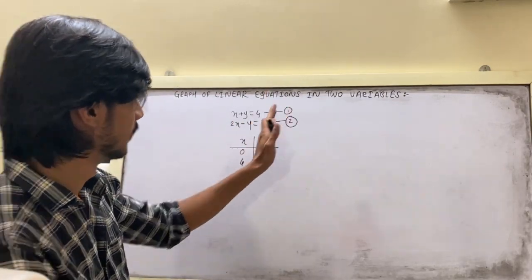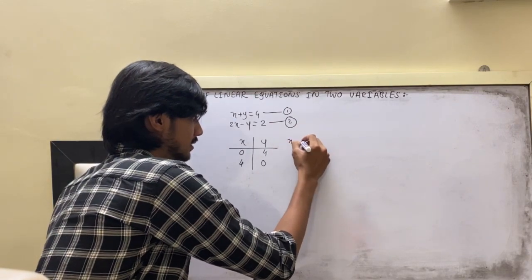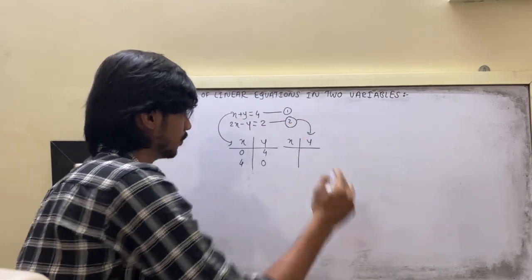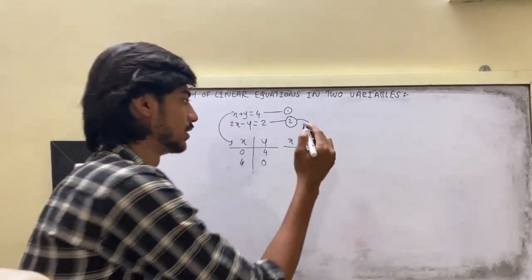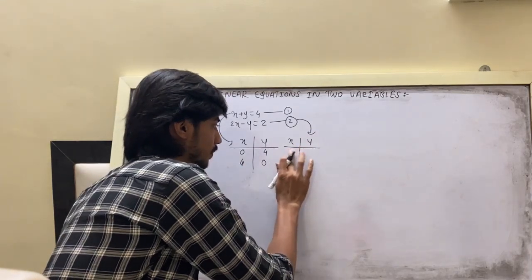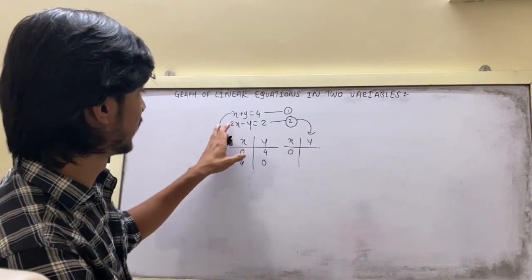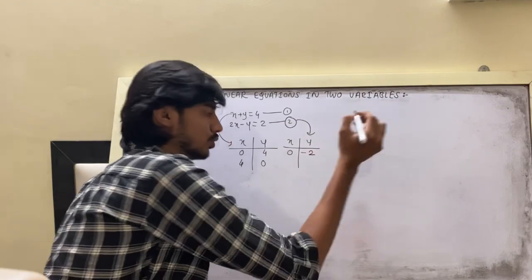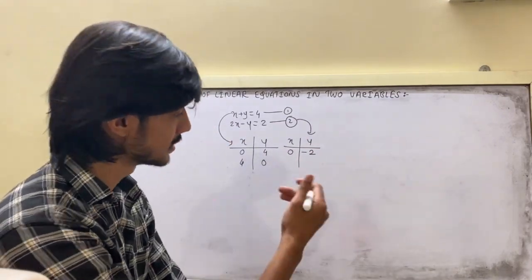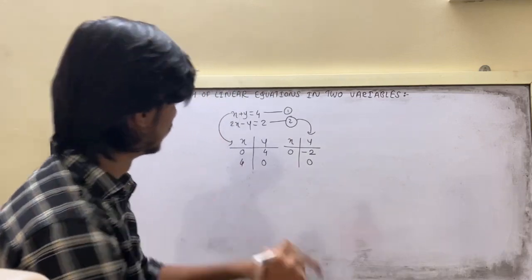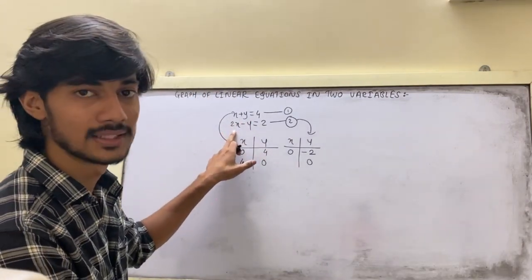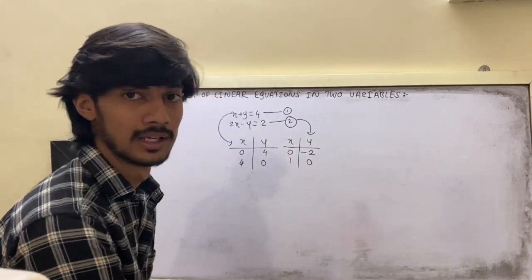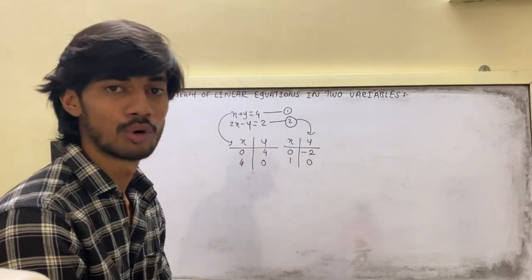Then for the second equation, take two variables x, y like this. This is for equation 1 and this is for equation 2. The first step is take x equals 0. If you take x equals 0, then your answer will be y equals minus 2. In the second step, take y equals 0, then your answer will be 2x equals 2, that is x equals 1. This is so simple. You can take any 2 points by your choice.